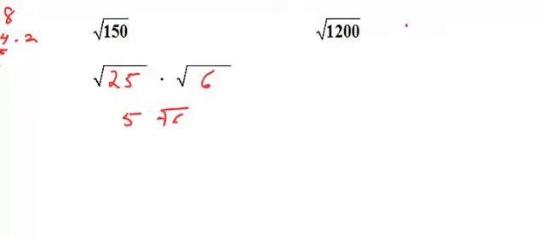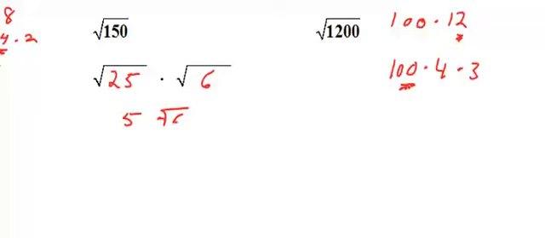1,200. Well, I see 100. 100 times 12. Is that the biggest perfect square factor? Does 12 have any perfect square factors? It does. 4 goes into 12. 100 times 4 times 3.